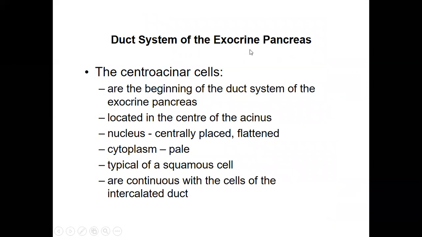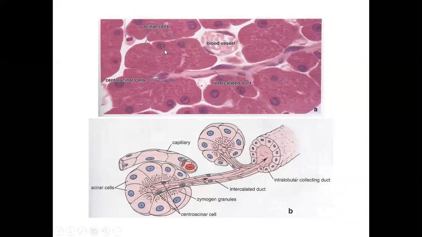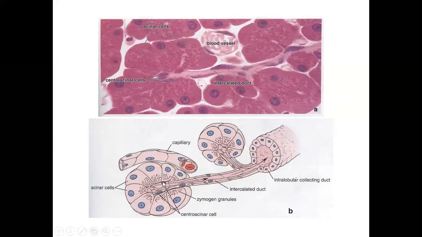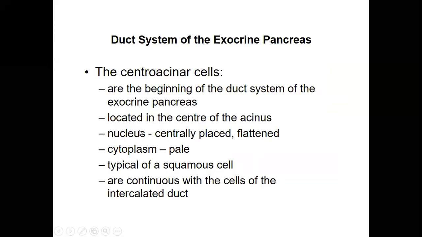The duct system of the exocrine pancreas. The centroacinar cell. You can see here, this is the centroacinar cell. It's part of the duct system of the exocrine pancreas. Actually, the centroacinar cell is the beginning of the ductal system of the pancreas. This is the centroacinar cell, the beginning of the ductal system of the pancreas.